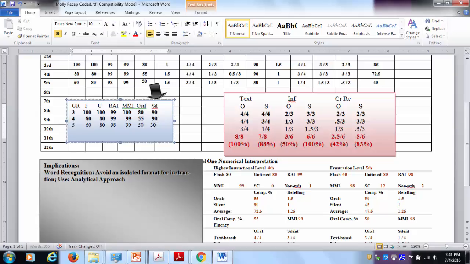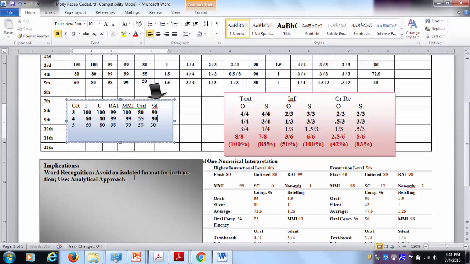And one of the sad things is that Molly, at the time of testing, was in a class where the teacher relied heavily on oral reading, which was not tapping into Molly's strength.